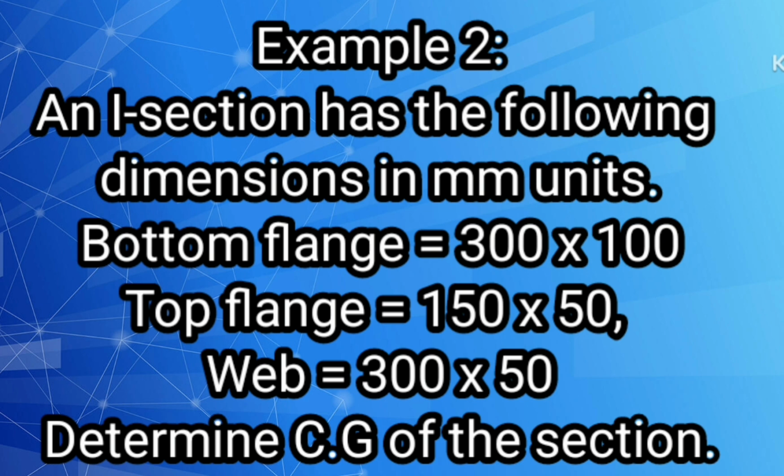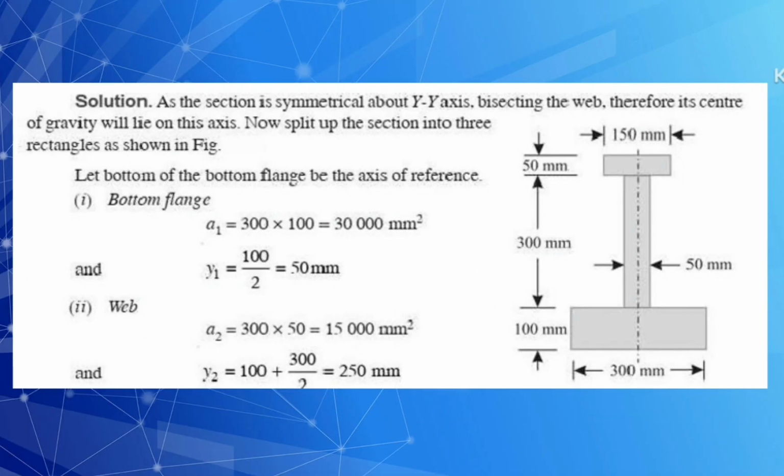Now let's do the problem. Solution is given here. As the section is symmetrical about the y-axis, bisecting the web, therefore its center of gravity will lie on this axis. Now split up the section into 3 rectangles as shown in the figure. Let the bottom of the bottom flange be the axis of reference.